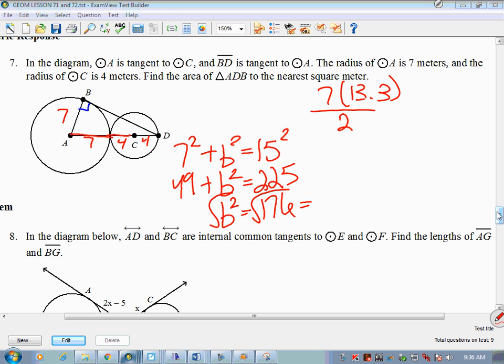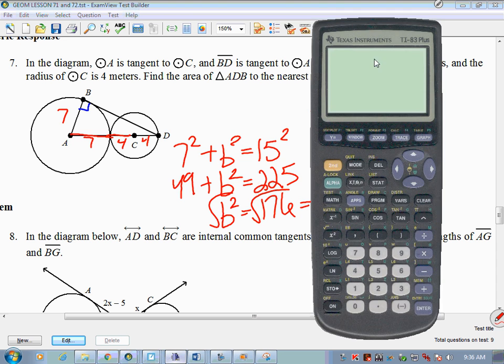Divided by 2. Yes, I'm getting like 46.55, which should be, what's that? Yeah, so this is what we're going to do instead. Instead of putting 13.3 in here, I'll show you with the calculator how our answer comes out a little bit different.